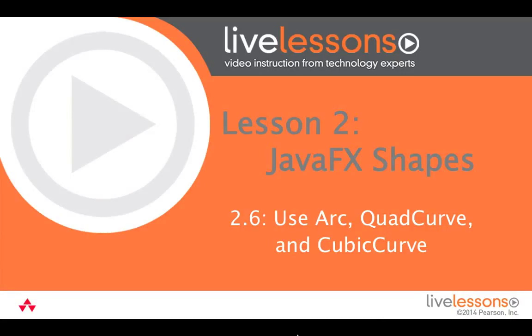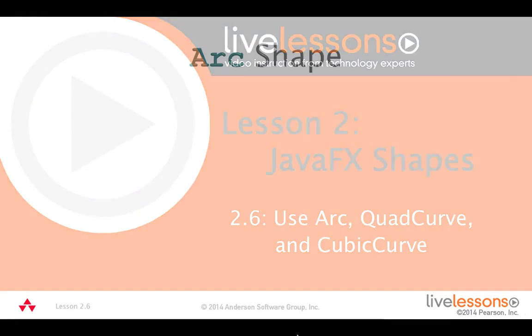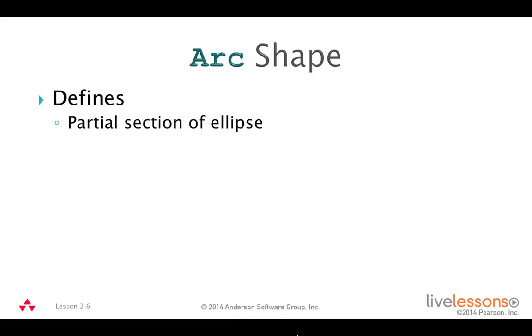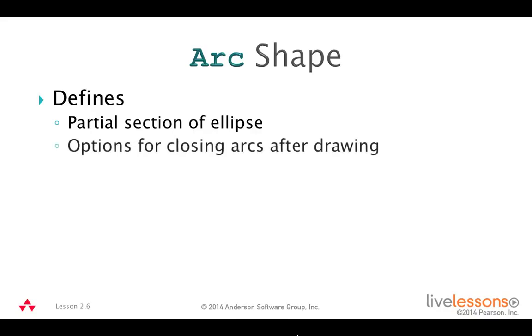This is lesson 2.6. Use Arc, QuadCurve, and CubicCurve. Let's begin with the arc shape. An arc shape defines a partial section of an ellipse. Arcs have two center points and two radius values, and there are options for closing arcs after drawing them.